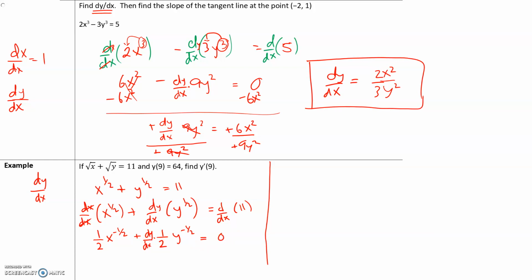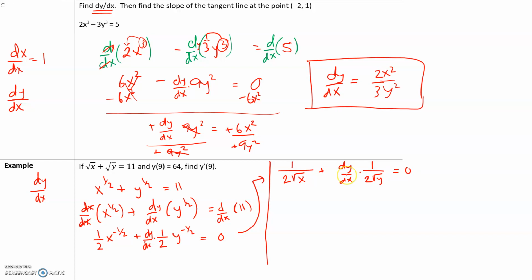Let's simplify this a little bit. This is going to be 1 over, let me go to the other side actually. So this is going to be 1 over 2 times the square root of x. Negative exponent moves to the denominator. Then we have dy/dx times 1 over 2 times the square root of y, and that equals 0.